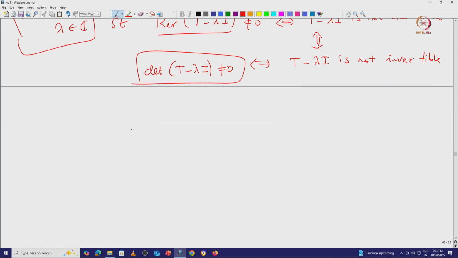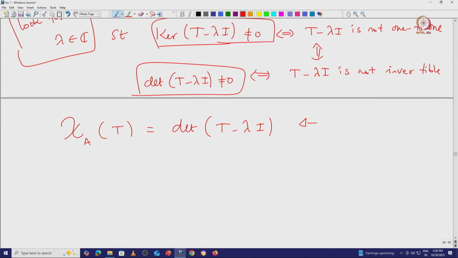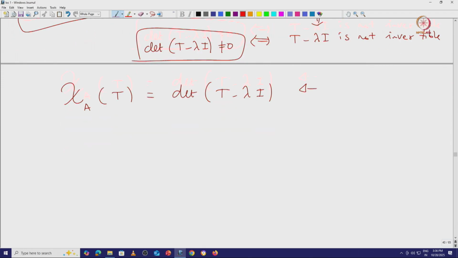This is how we can define the characteristic polynomial of T. The characteristic polynomial of T is defined to be the determinant of T minus lambda I. Since this is a polynomial in lambda of degree n, and we are working over complex numbers, using the fundamental theorem of algebra we know that there are roots for this characteristic polynomial. Using those roots we will be able to achieve these non-zero T invariant subspaces. These spaces are called eigenspaces and the corresponding lambda will be the eigenvalue.